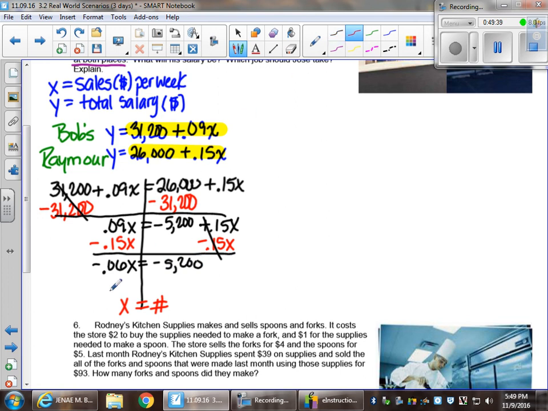And last step, we're going to divide. Divide by negative 0.06, divide by negative 0.06. I know that negative divided by a negative is a positive, so I don't have to put that in a calculator. If you want to, you can, but you don't have to. For our final answer, what is 5,200 divided by 0.06? When I did that, I got x equals $86,667.